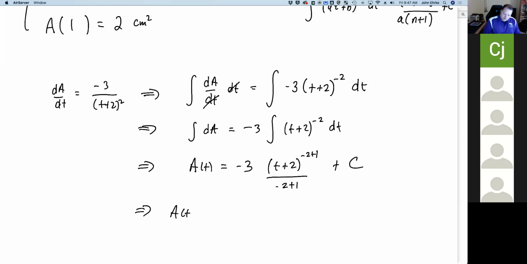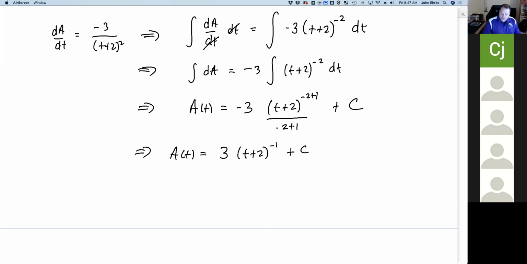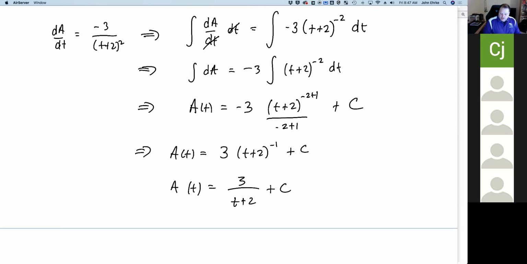So this is negative 3. Negative 2 plus 1 is negative 1. So negative 3 divided by negative 1 is positive 3 over t plus 2 to the negative 1, plus c. So my function is 3 over t plus 2 plus c.